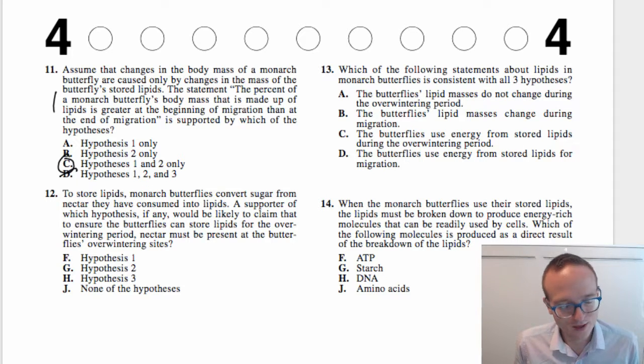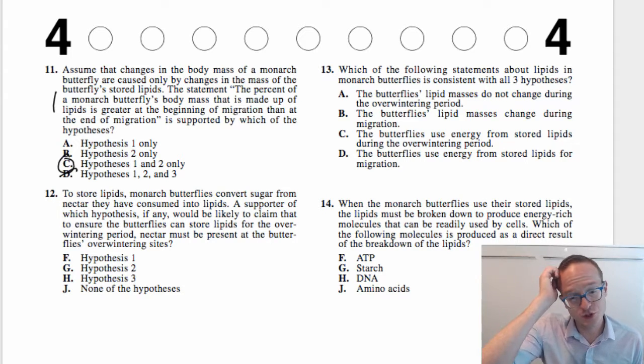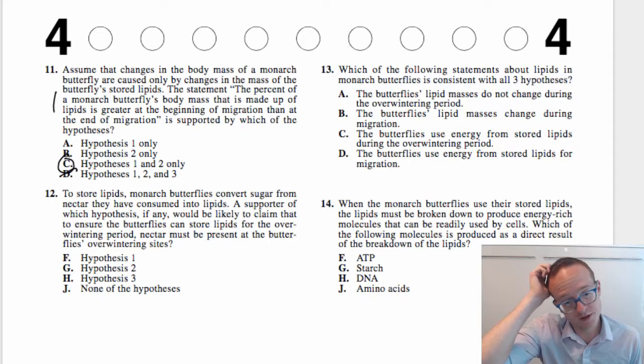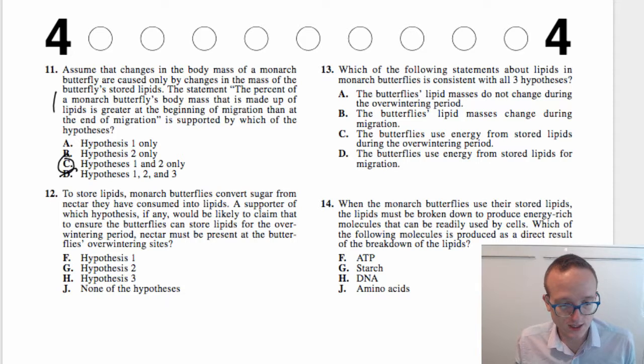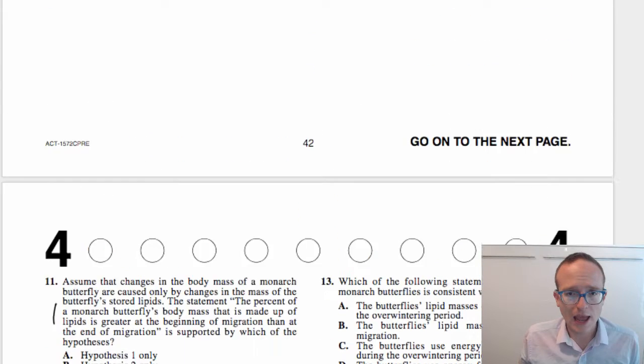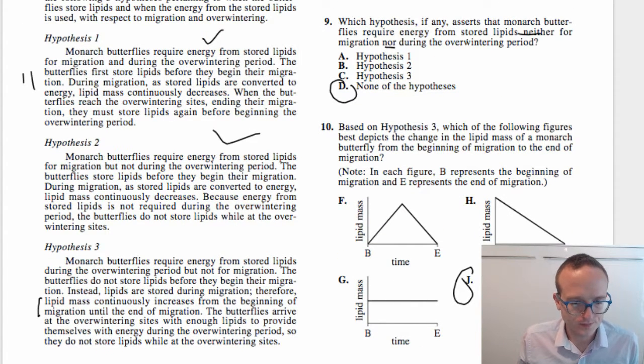Okay. To store lipids, monarch butterflies convert sugar from nectar they have consumed into lipids. Supporter of which hypothesis, if any, would be likely to claim that to ensure the butterflies can store lipids for the overwintering period, nectar must be present at the butterflies' overwintering sites? Okay. So basically, they need to eat at the overwintering site. So which says that they need to eat at the overwintering site? So we'll skip the migration.